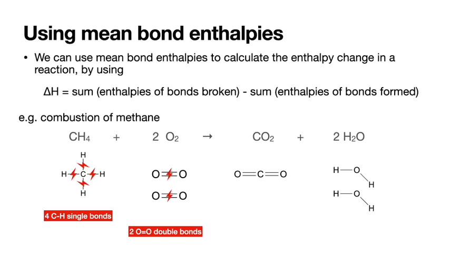Now let's look at the new bonds being formed. There is 1 molecule of carbon dioxide, which has 2 CO double bonds. 1, 2. And finally, we have 2 molecules of water. So that's 1, 2, 3, 4 new OH single bonds. Now it's time to calculate the sums of the bond enthalpies on each side of the equation.